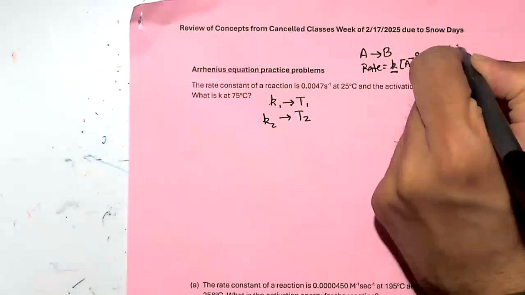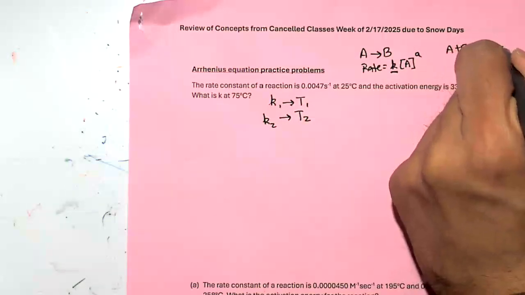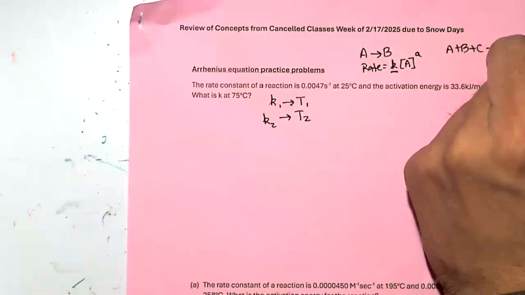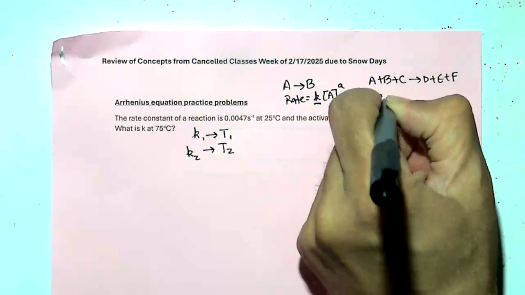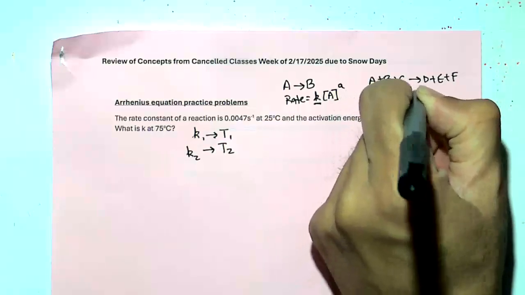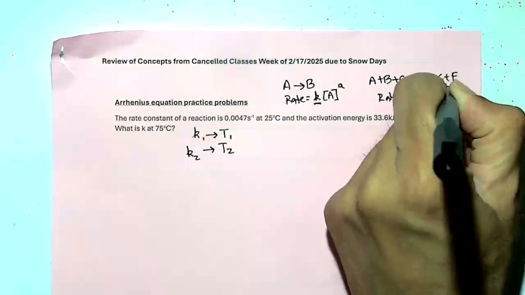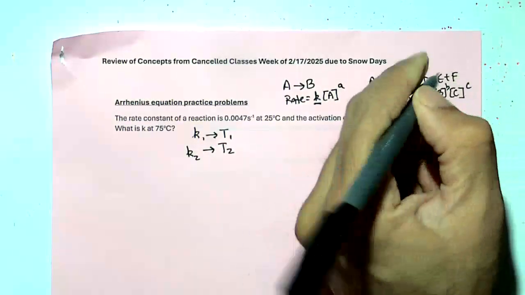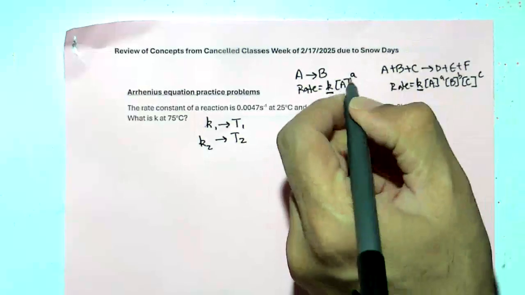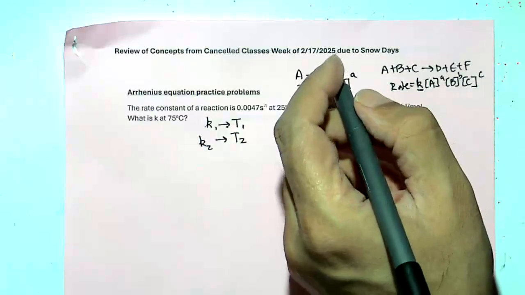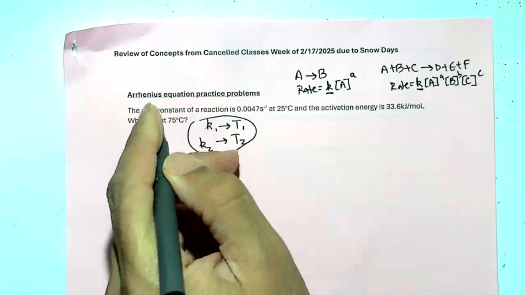Not all reactions are A goes to B. You may have some that go A, B, C goes to D, E, F. So how fast this reaction proceeds is based upon its rate constant and the order of decay of each of these individual reactants. But this rate constant, lowercase k, is quoted at a specific temperature.